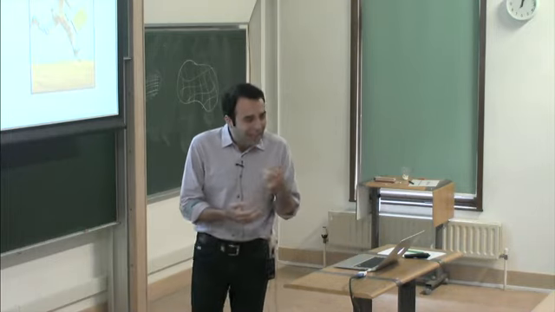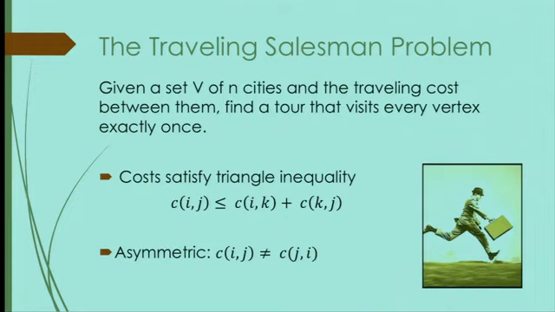So the main application that I'm interested in is the traveling salesman problem. The problem that we are trying to solve for an ambitious and frugal salesman is that we are given n cities, n points, and pairwise distances or the costs for traveling between every pair of vertices. I'm going to assume that the costs satisfy triangle inequality. So for every triple of cities i, j, and k, Cij is less than or equal to Cik plus Ckj.